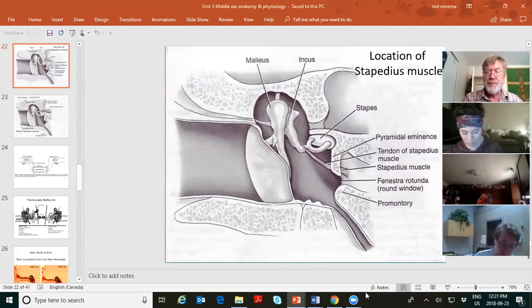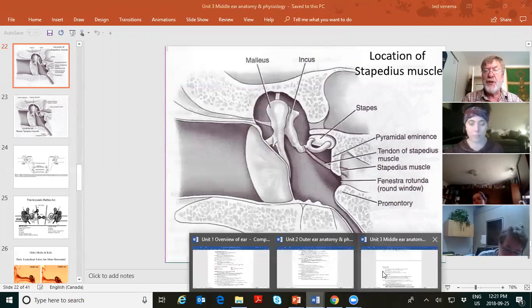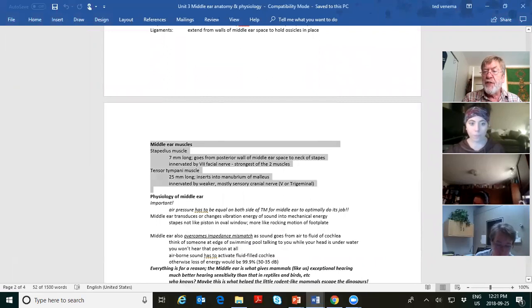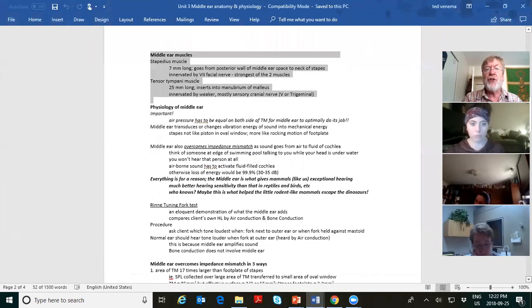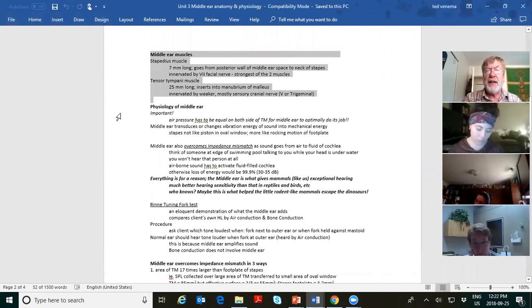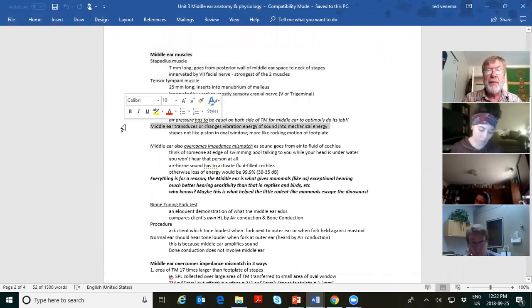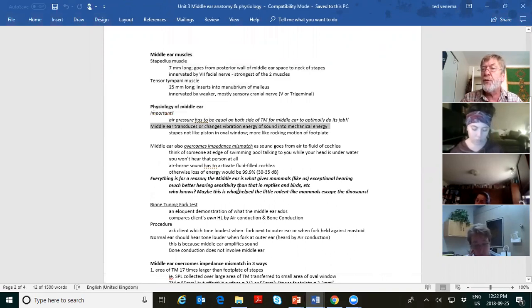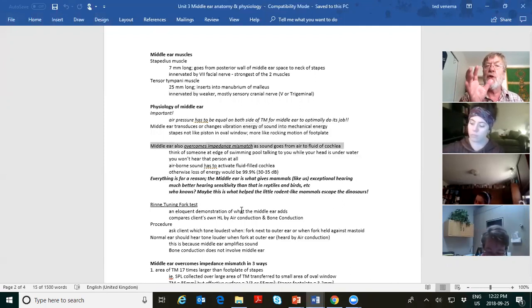Anyway, looking back at your notes here, the physiology of the middle ear, make sure you have the 3 ways that it improves things. Here again, the middle ear transduces or changes energy from one form to another, just what we said at the beginning. And the second thing is, it overcomes the impedance mismatch between air and fluid. In other words, it increases the sound pressure by 30 to 35 dB. And we went over why that is.